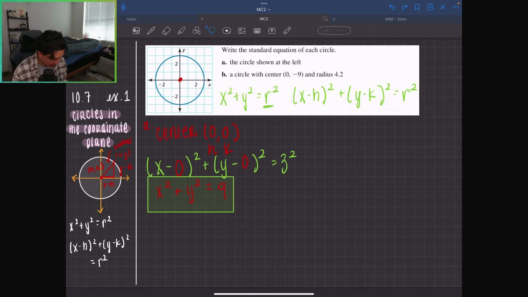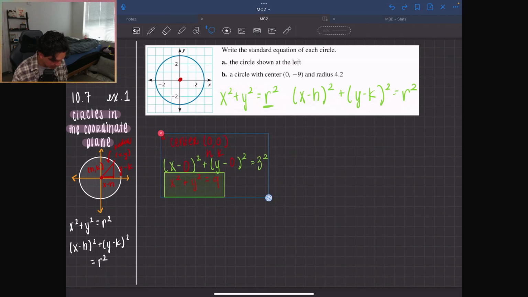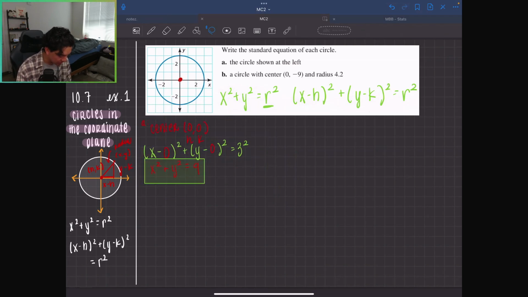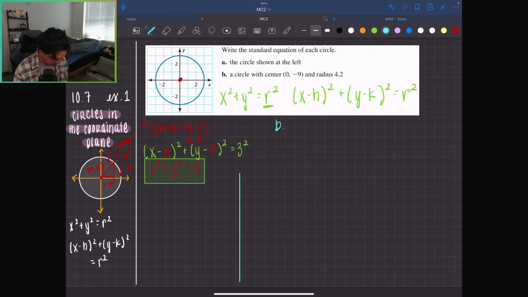Let me go ahead and move this. What is the equation of a circle with center 0, -9, and radius 4.2? So if we were to sketch this out, maybe it'll look something like this. Well, the center is located at 0, -9. So where's 0, -9? It's going to be located down here, about 0, -9.